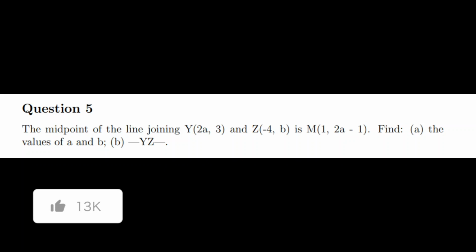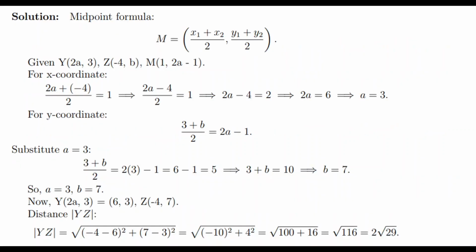And for the y coordinate, we get 3 plus b all over 2 equal to 2a minus b. So we substitute a inside. We know a is 3. Then we change the subject and we get b to be 7. So now we are looking for the distance YZ. Let's substitute our values inside. Now Y becomes (6, 3) and Z becomes (-4, 7). So the distance will give us 2 root 29.